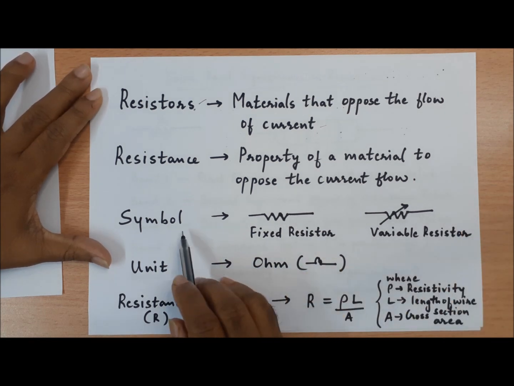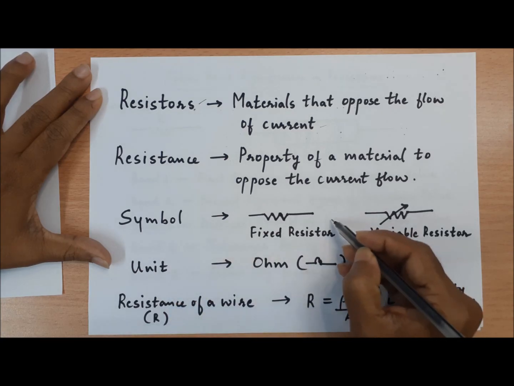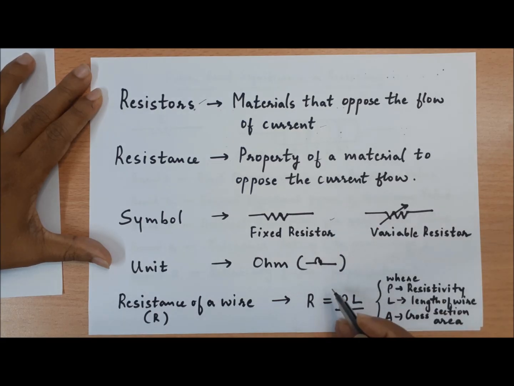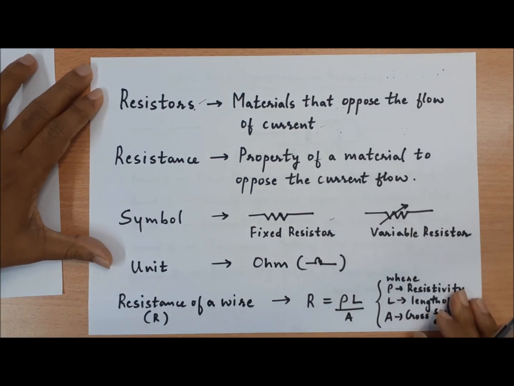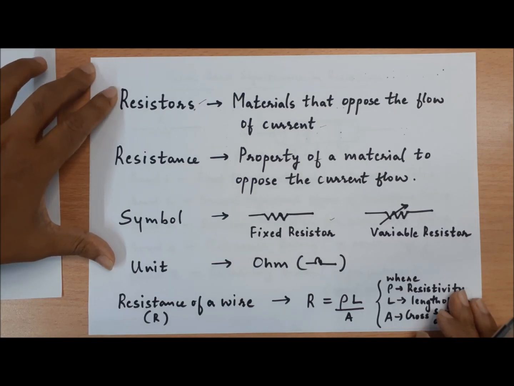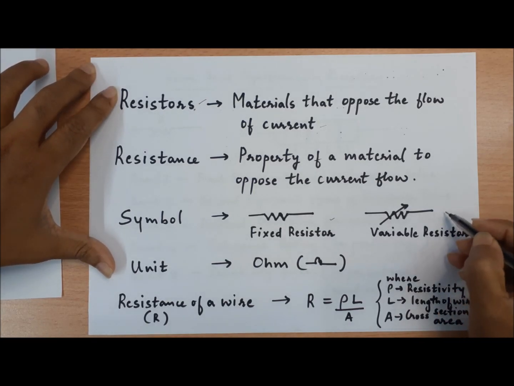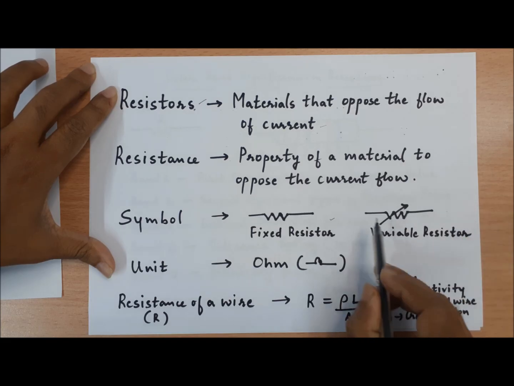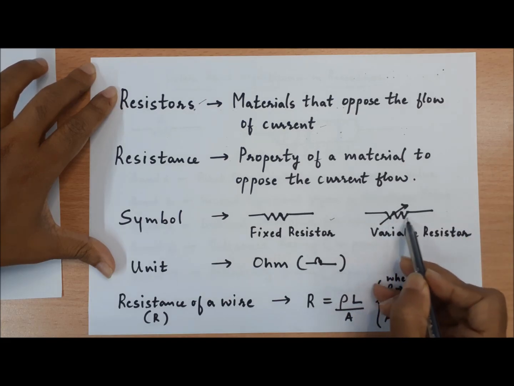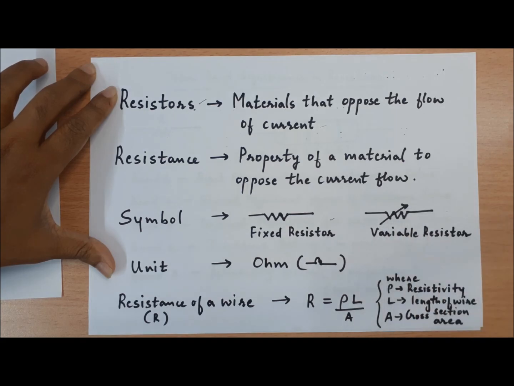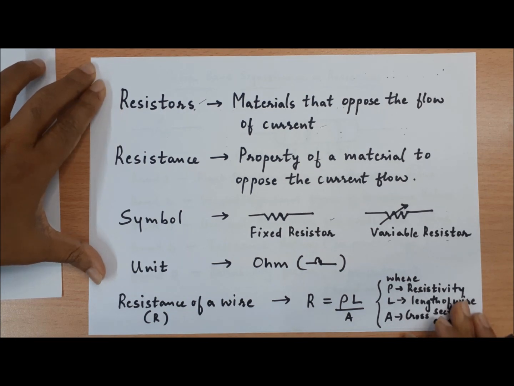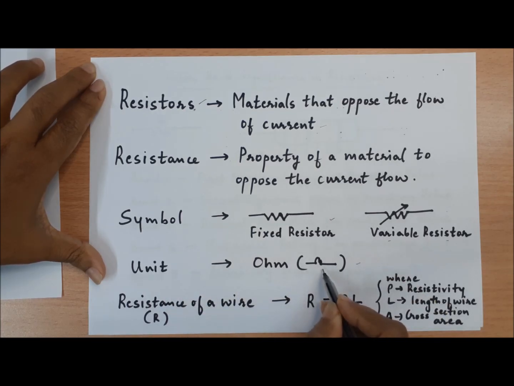So what is the symbol for a resistor? Well, this is the symbol for a resistor. So that is a fixed resistor, and suppose the resistance value in a particular resistor varies, then it can be represented as a variable resistance, wherein you can see that there is a normal resistor symbol with an arrowhead. So that means variable resistor. What about the unit? The unit for resistance is ohms, and this is the symbol for ohm.